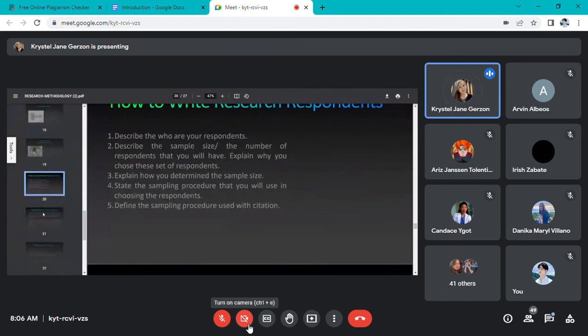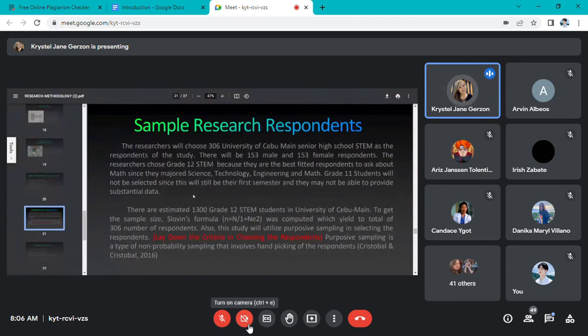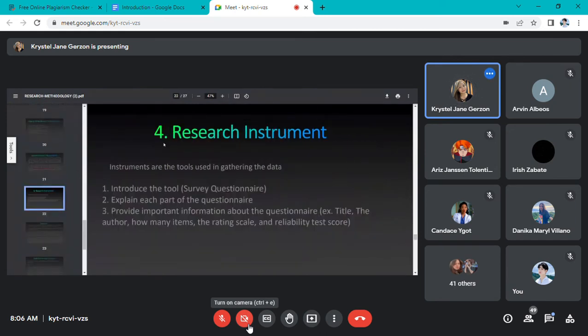Speaking of sample, after you're done with research respondents, you are now going to proceed on your research instrument. So for your instrument, again, what is your main tool or instrument in gathering your data? What is your main tool, guys?